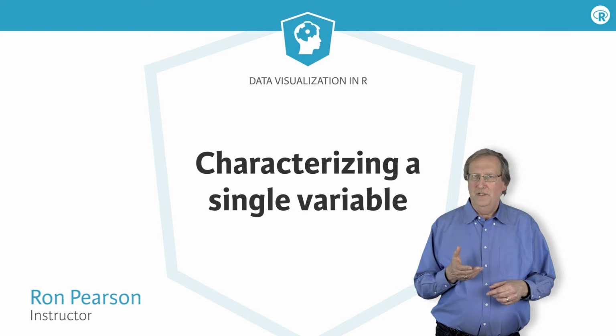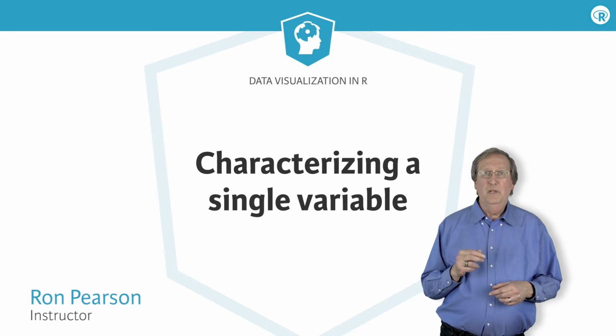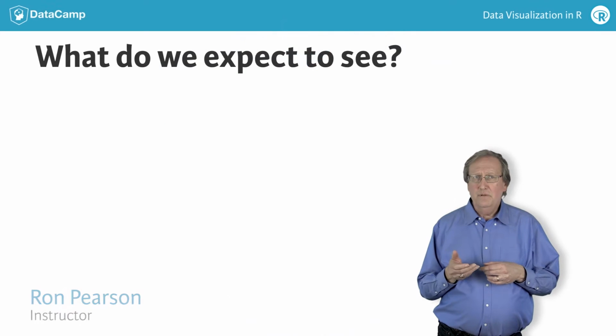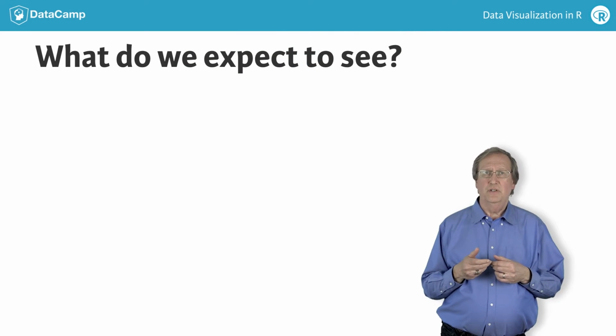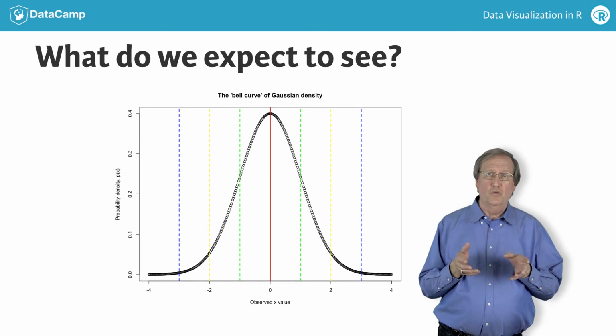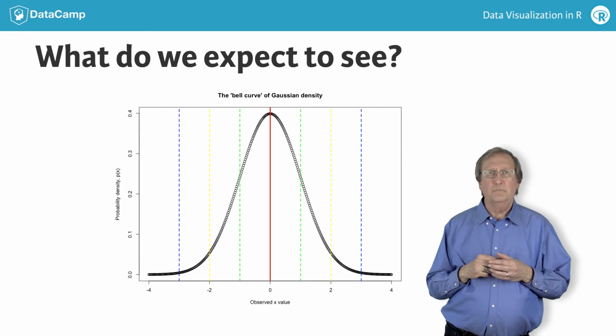In looking at a new dataset, it's useful to start by looking at one variable at a time to see whether it conforms to our expectations. For numerical data, a common expectation is the values should conform approximately to the Gaussian or normal distribution described by the bell curve shown here.